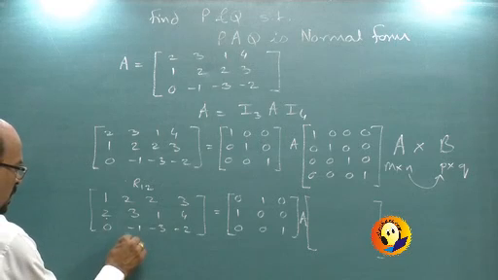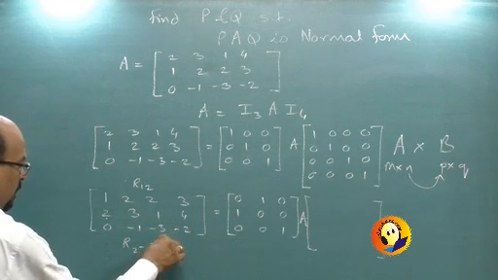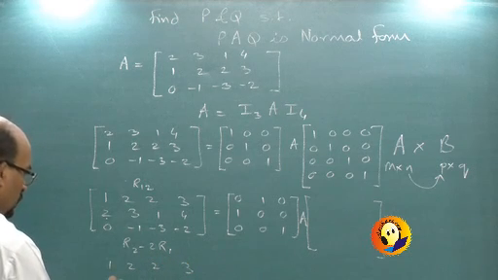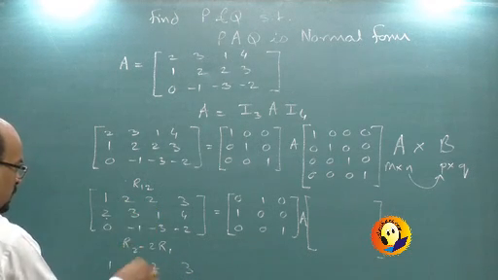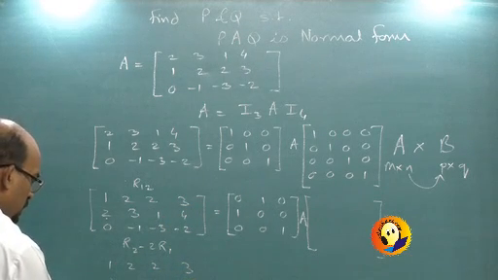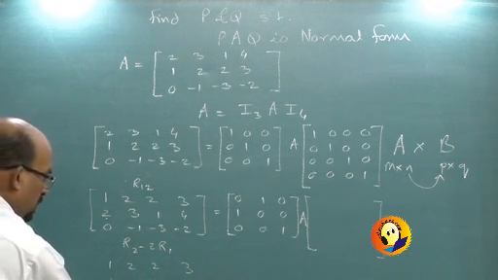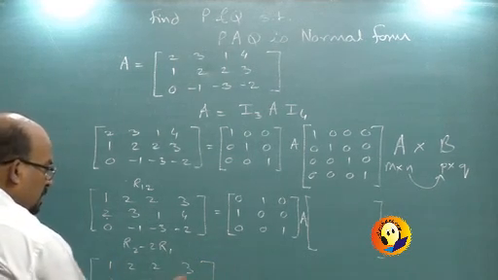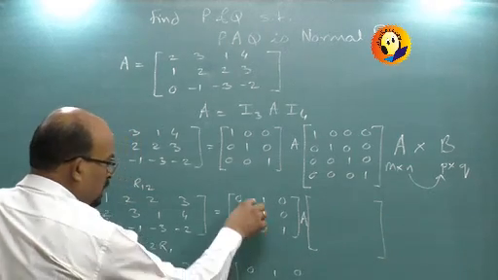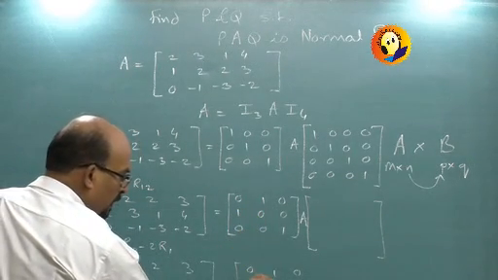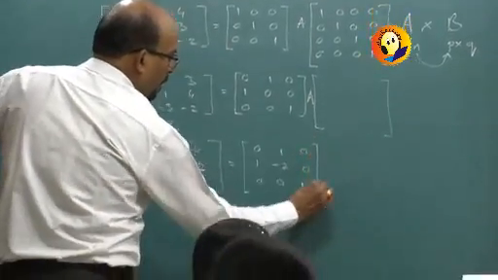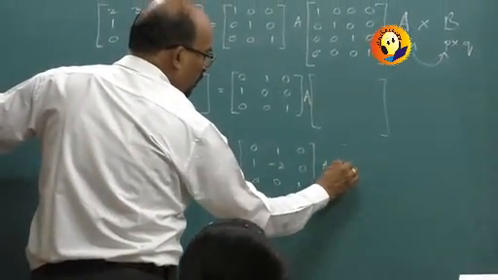Then we perform R2 minus twice R1. So it becomes 1 2 2 3, 0 minus 1 minus 3 minus 2, 0 minus 1 minus 3 minus 2. Same operation should be performed here. So the first row remains as it is, to be subtracted twice from the second row. So it becomes 1 minus 2 0, 0 0 1, A, and that I4 will still continue.